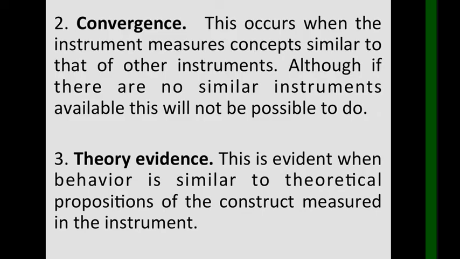Convergence. This occurs when the instrument measures concepts similar to the other instrument, and although if there are no similar instruments available, this will not be possible. Theory evidence. This is evident when the behavior is similar to the theoretical proposition of the construct measured in the instrument. So, yung convergence, this occurs when the instrument measure concepts similar to the other instrument.